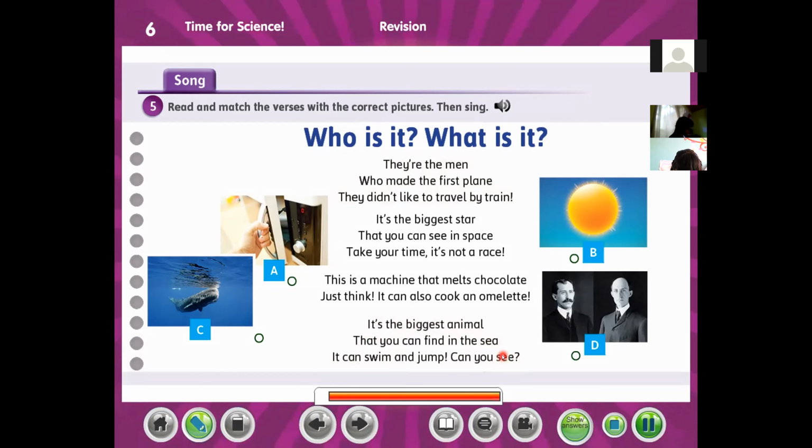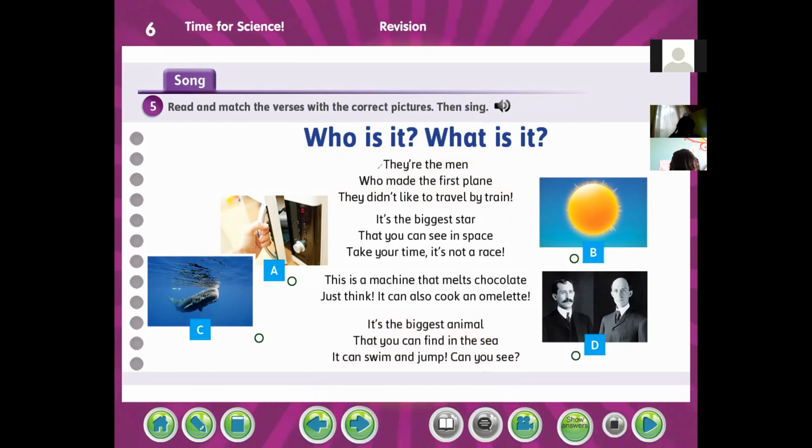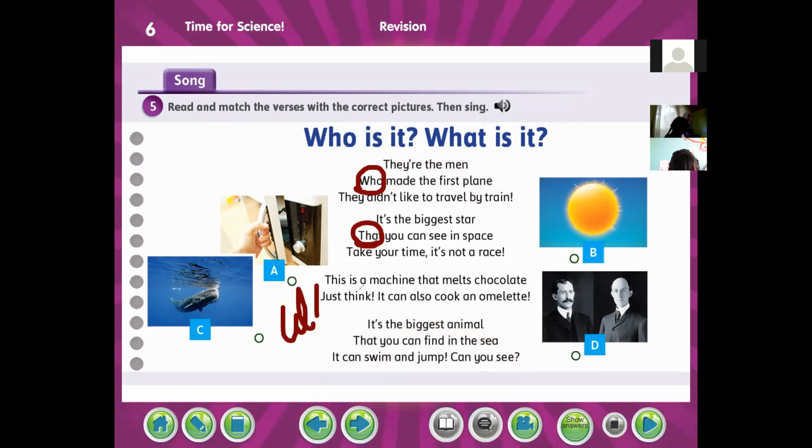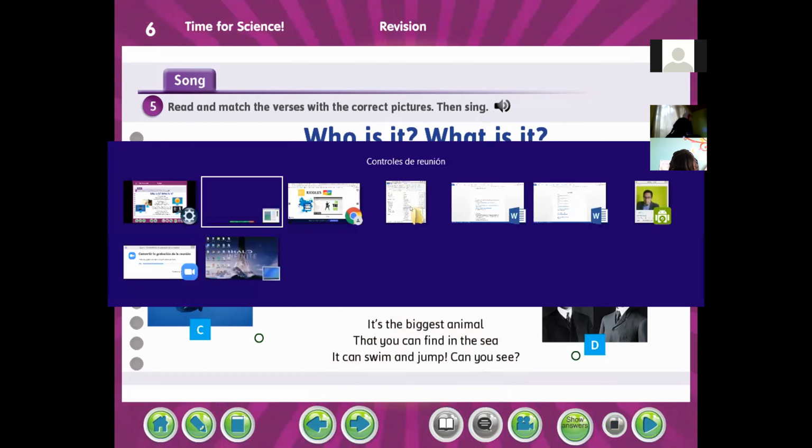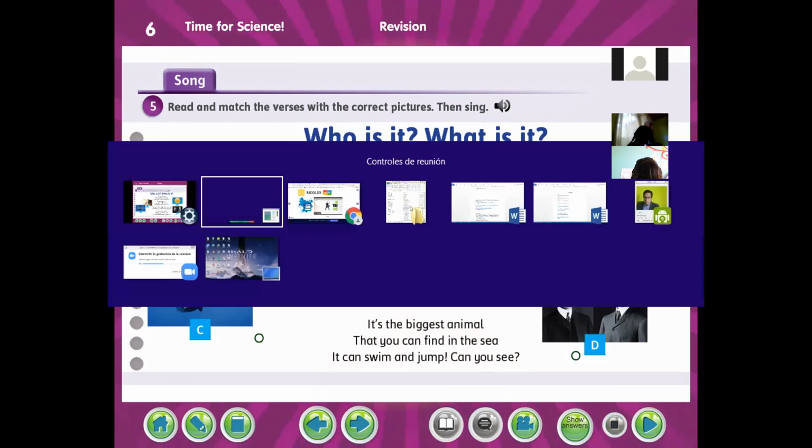Okay, my friends. Remember, in this unit, we are working with these words: who for people, that for objects, and which for animals. Now we were working with that. Today we are going to continue lesson number 2 from yesterday.